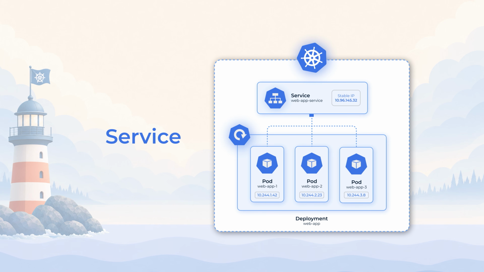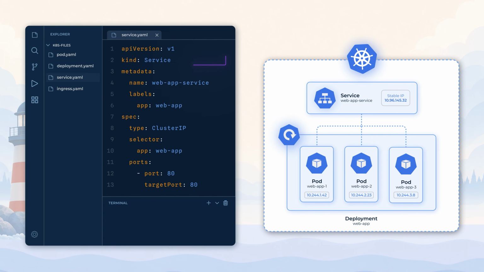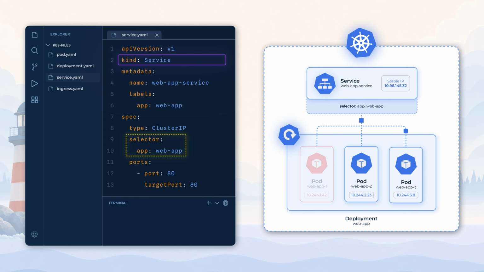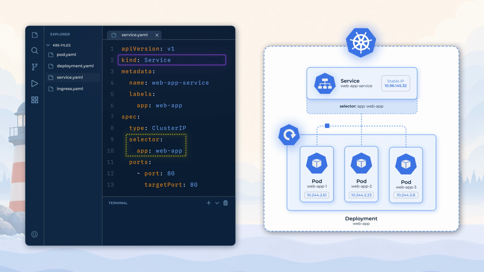It's really cool because it also acts as a load balancer, balancing traffic across all the pods behind it. In the YAML, the kind is service, and it also uses a selector to find the right pods by their labels. So instead of connecting to a pod directly, you connect to the service. Pods can die and be replaced, and the service keeps the traffic flowing. Now our app is running. It's managed by a deployment, and other apps inside the cluster can reach it using our service.